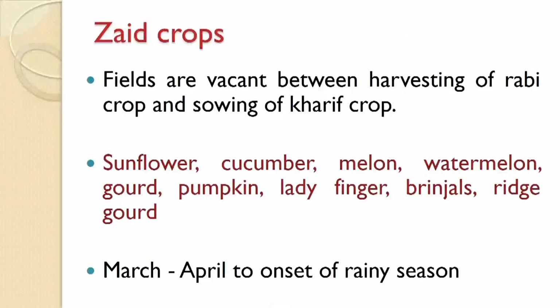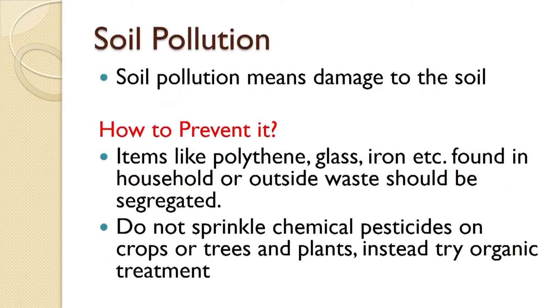And the third group is the Zaid crop. They are sown while the fields are vacant between the harvesting of the Rabi crop and the sowing of the Kharif crop. They are mainly short duration crops like sunflower, melon, watermelon. They are sown in the March, April period, and they are harvested at the onset of the rainy season.